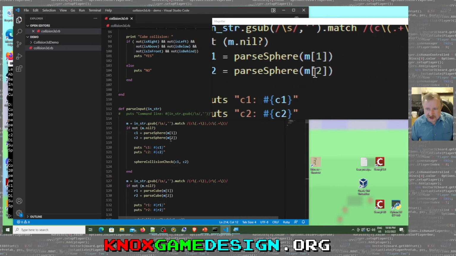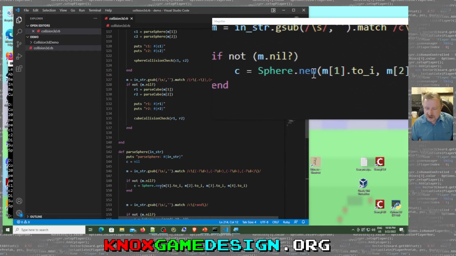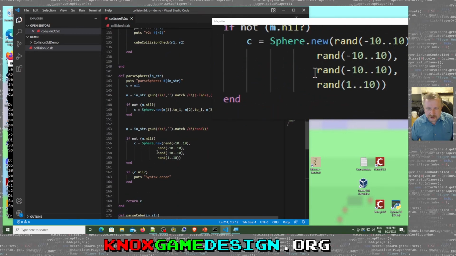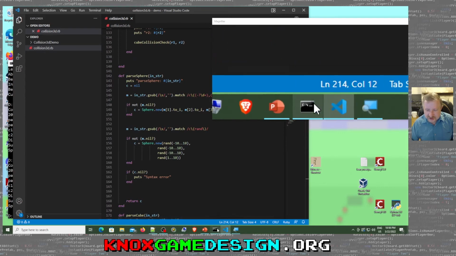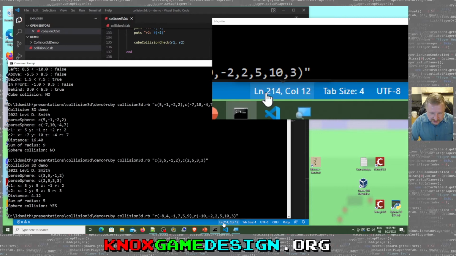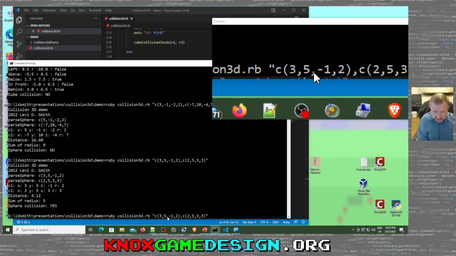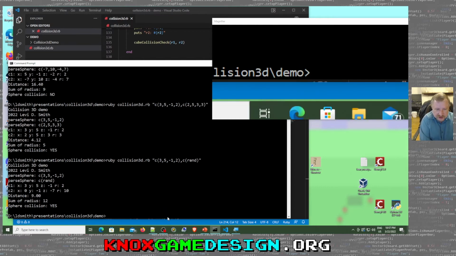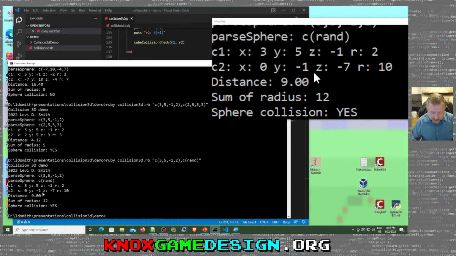So that gets out the parse sphere, gets the X, Y, and Z values out of there. I also added another parameter. If it matches C, then if you just put rand in there, that's one other thing that I did. If you have two circles or two spheres, you can just put rand in there, and then it will randomly generate one of those or both of them.